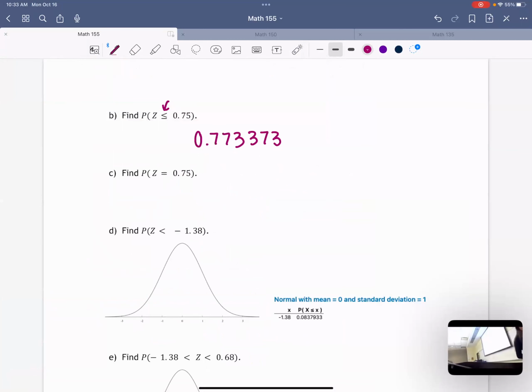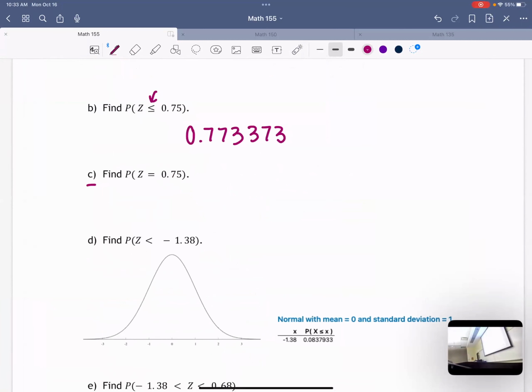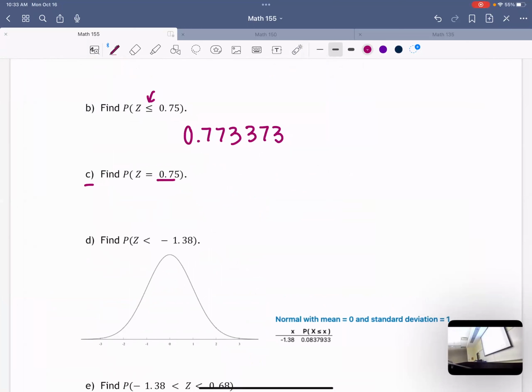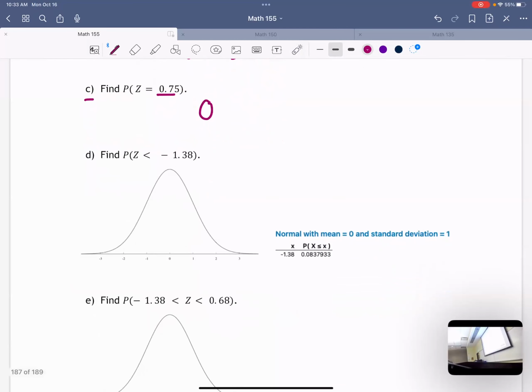Okay. Part C asks for the probability that z is equal to 0.75. What is always the answer for these equal questions? 0, right? So that one's pretty easy as well. All right. Let's do part D. This one's asking me to find the probability that z is less than negative 1.38.